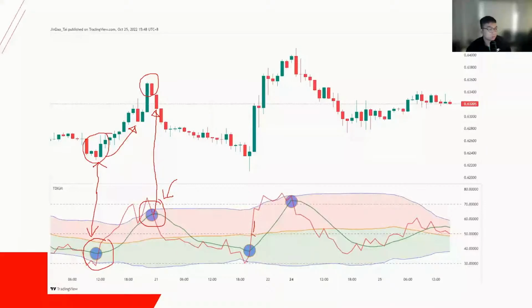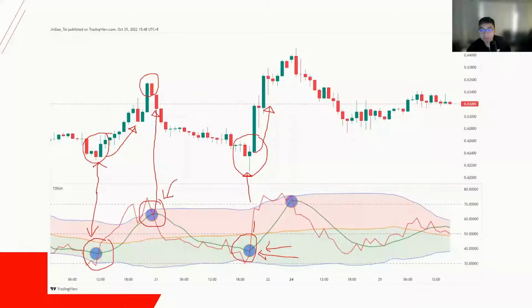Notice right here, the red line has crossed over once again above the green line. So connecting it up here, price has started to move bullish in the short term.